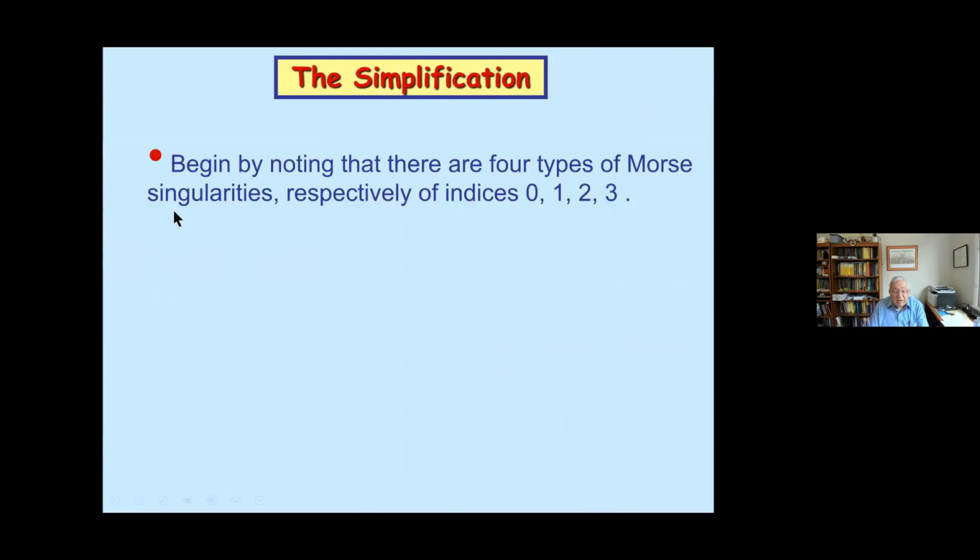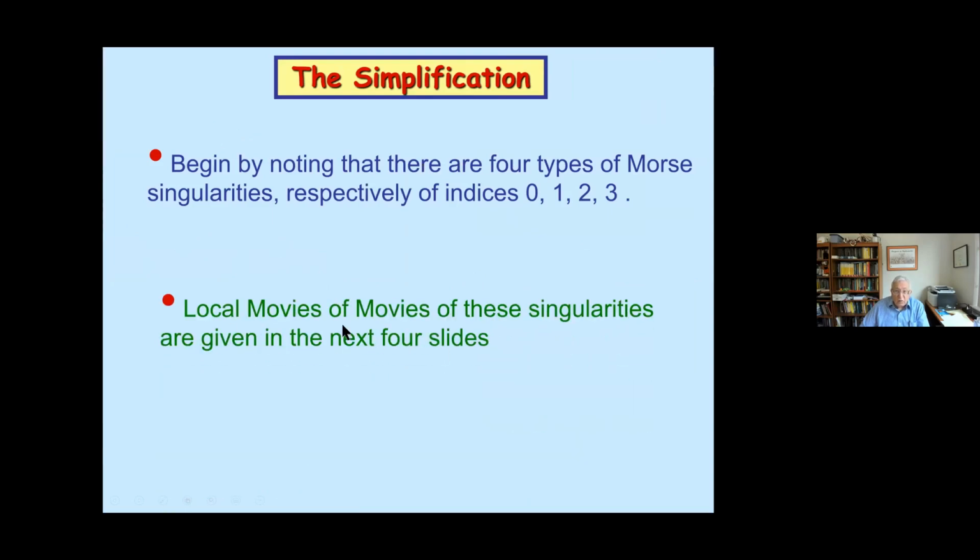First of all, let's try to simplify things a little bit. Let's begin by noting that there are four types of Morse singularities, respectively of indices 0, 1, 2, and 3. We solved for surfaces. There are only three singularities: peaks, saddle points, and valleys. But now we have peaks, two types of saddle points, and valleys. And let's take a look at what these singularities look like. Local movies of movies. So these are local movies. Maybe I should call these movies squared. These singularities are now given in the following four slides.